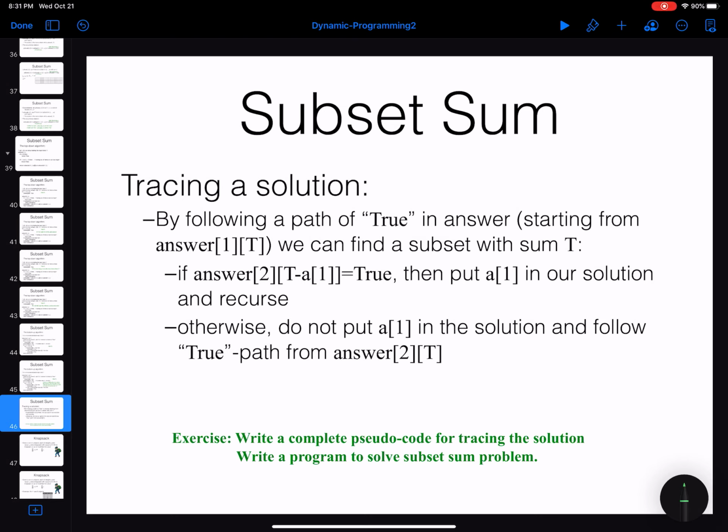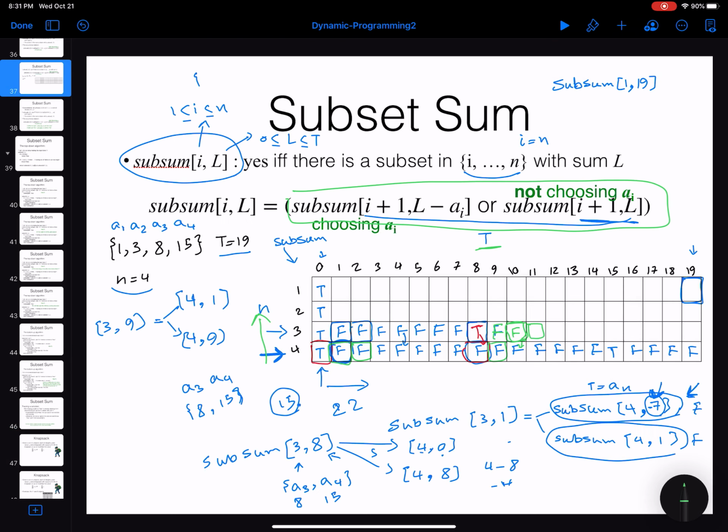So what I have explained in this example here was just writing the true-false. At the end, whatever is going to be the answer at this cell, this is going to be the answer of your problem, right? It's going to be true or false. Yes, I have a subset of the numbers which is equal to t, or no, there is no subset whose sum is equal to t.